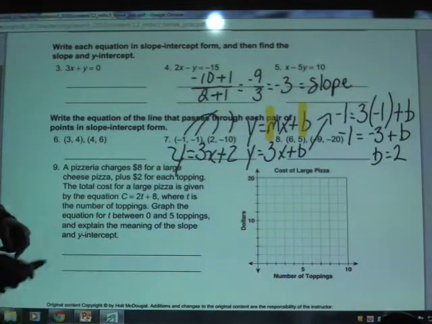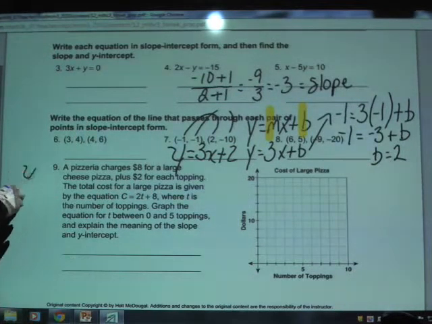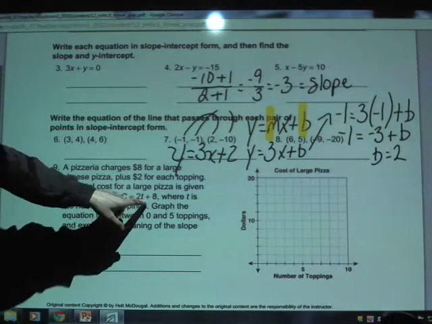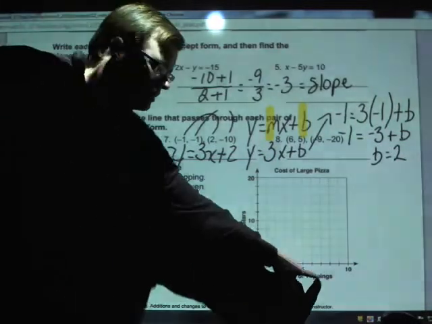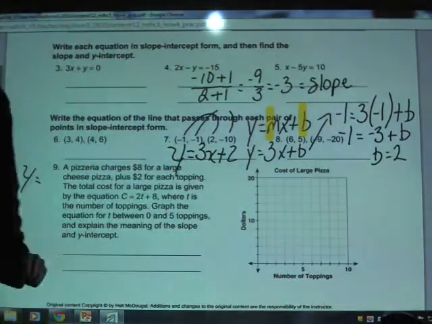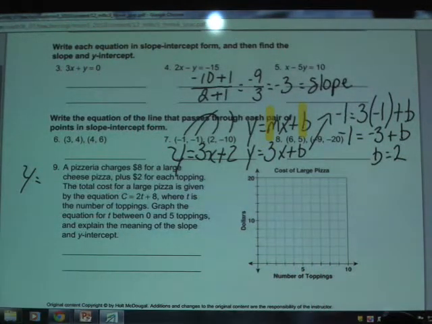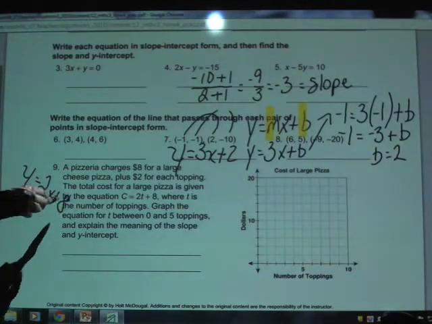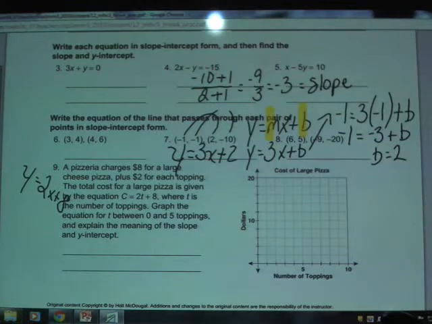So really where it says c here, I could change that to y. And here where it says t, t is the number of toppings. If you look where the number of toppings is, that's on the x-axis. So really I could change that to x. So this is really the same thing as y equals 2x plus 8. Now I think you can see why it's in this section. This is in slope-intercept form, so we're going to graph this based on slope-intercept form.